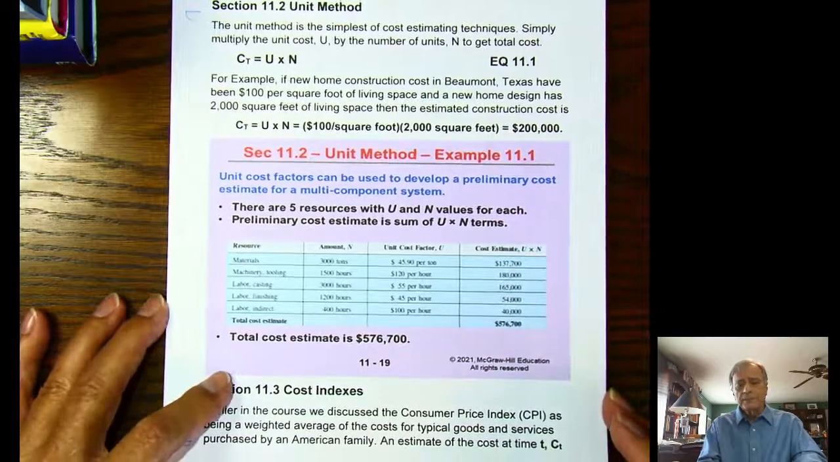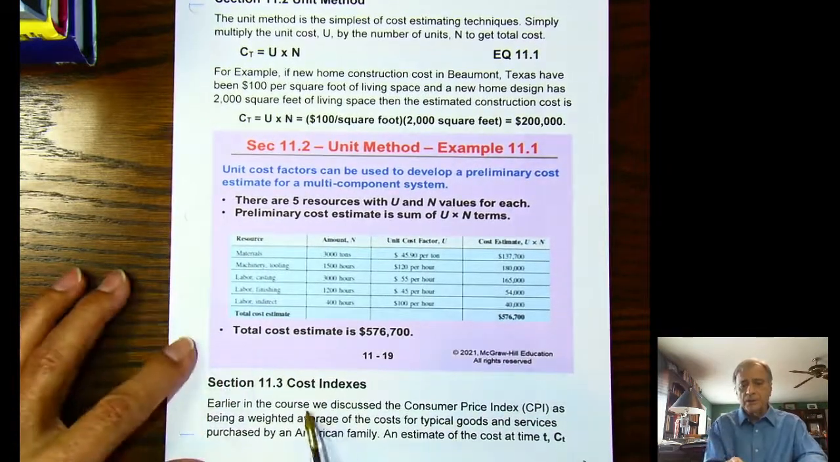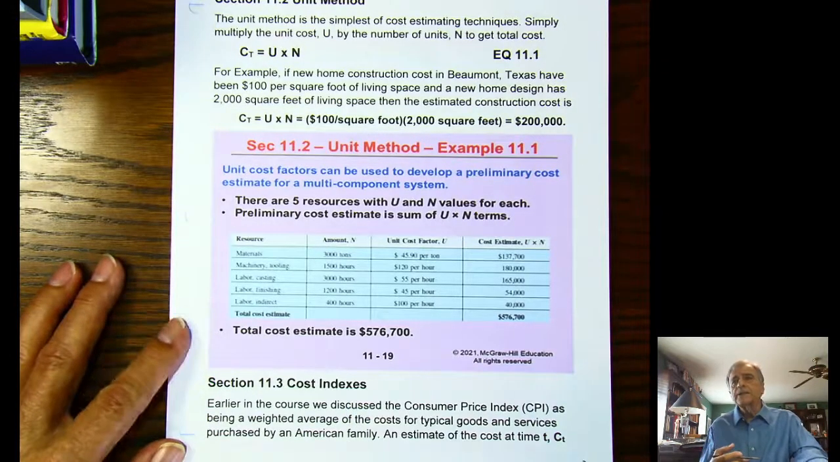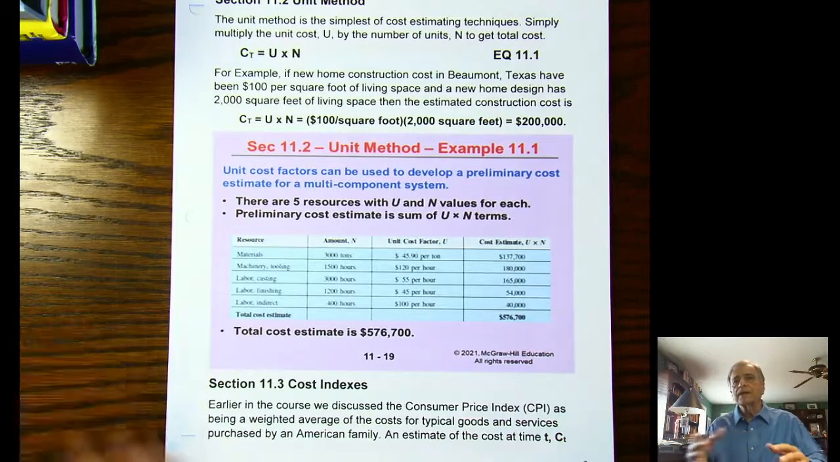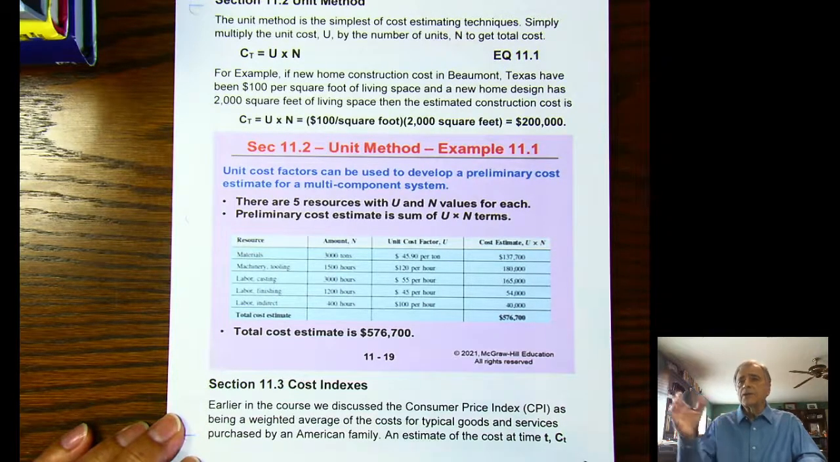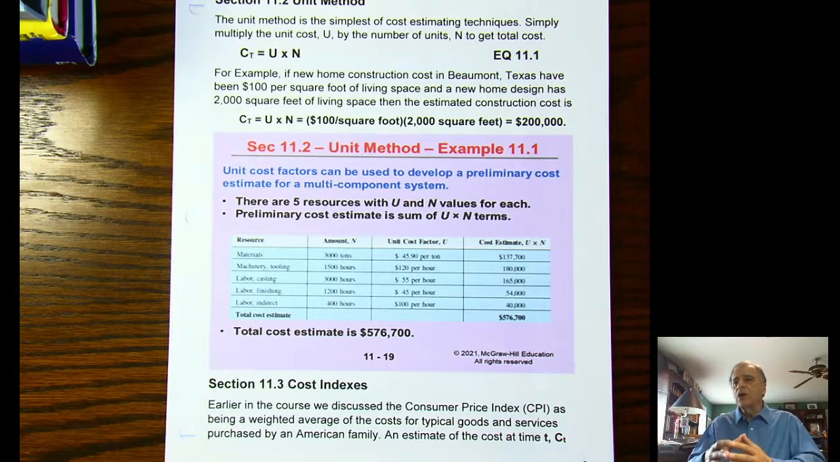So the next method is called the cost indexes. Using cost indexes, and this is where you may want to translate from one point in time to another. We already talked earlier in the semester about the Consumer Price Index, and that's an index that the U.S. government keeps over time, and it represents the weighted average cost of goods and services that the American family might purchase.